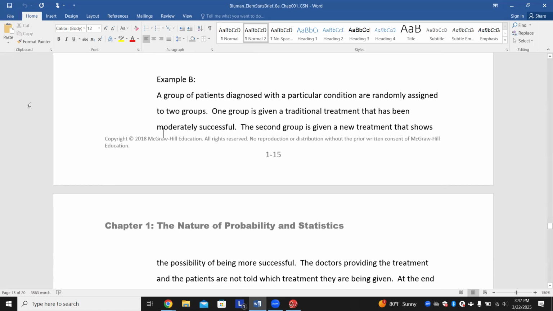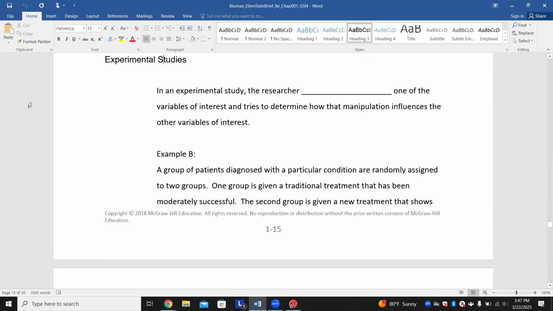Right. So in experimental studies, the researcher manipulates one of the variables of interest and tries to determine how the manipulation influences the other variable of interest. So, for example, that blood pressure thing, maybe it's because they take medication, right? So then we will manipulate that variable and we'll say, all right, we want a new group of people who take medication versus who doesn't. And then within that group, who's competitive, who's not competitive, and then look at that statistics. And that would be an experimental study.